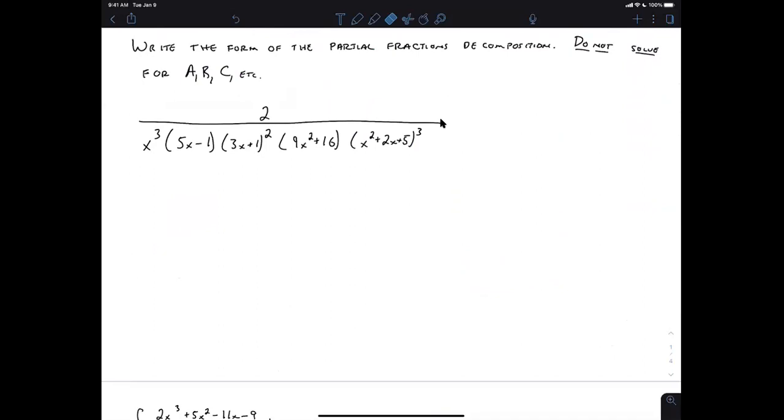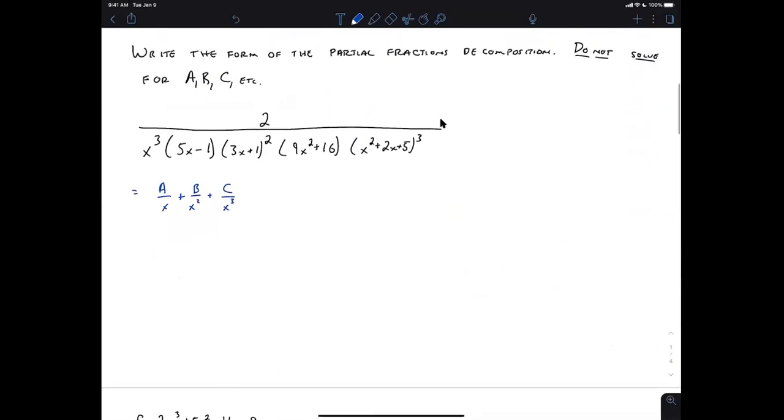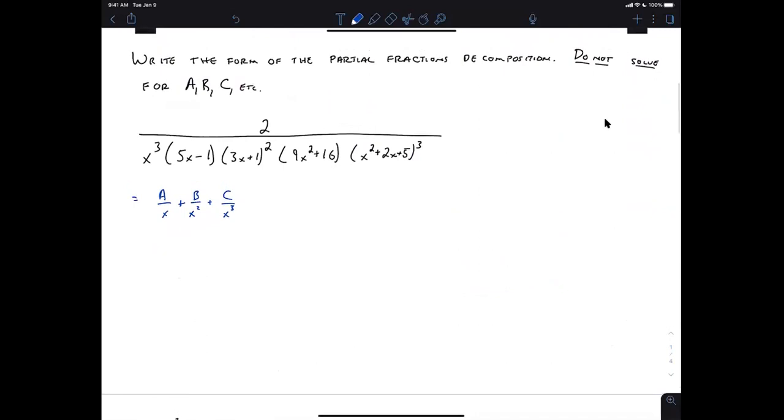So for the x cubed part, we write the answer to this as A over x to the first plus B over x squared plus C over x to the third. Does that make sense to everybody? Any questions on that?